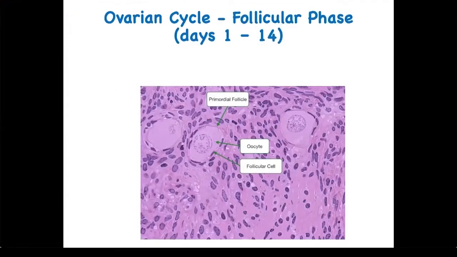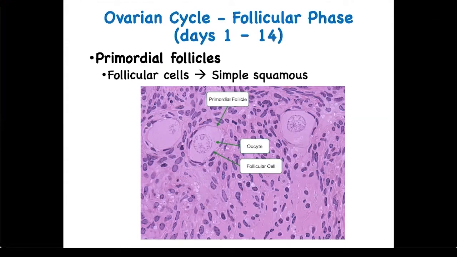Recall that during fetal development, oogonia, which are your stem cells, undergo mitosis to produce primary oocytes. Those primary oocytes are housed within primordial follicles. The cells that make up the wall of the follicles are called follicular cells, and they are simple squamous.